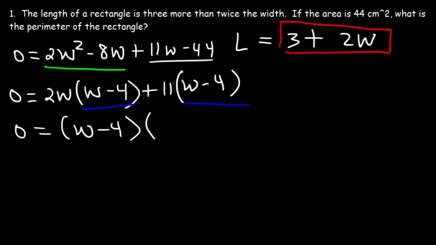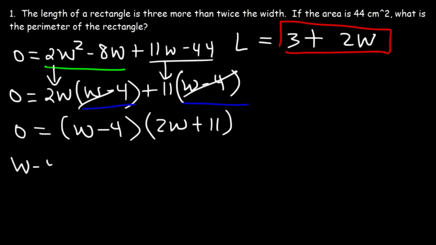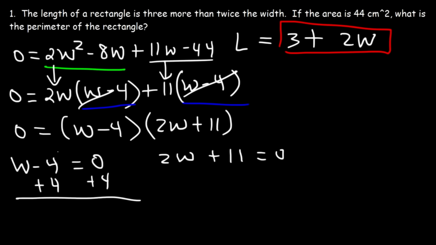So if we take out w minus 4 from this term, what we're going to have left over is the 2w. And if we take it out from the second term, we're going to have 11 left over, but it's going to be plus 11. So now what we need to do is set both factors, w minus 4 and 2w plus 11, equal to 0. So if we add 4 to both sides, we can see that w is equal to 4.